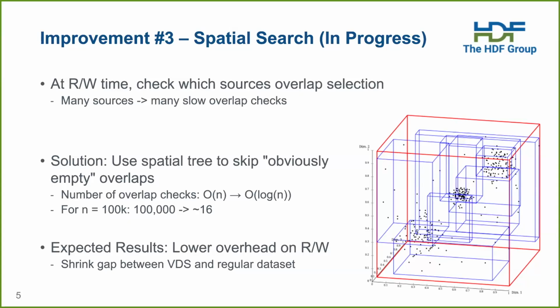Now, this is still a work in progress at the moment. In fact, as soon as we finish up here, I'll go back to working on this today. But the expected results of this are hopefully much lower overhead on read-write operations for virtual datasets with a lot of source datasets, to, again, close that gap between the virtual dataset and regular datasets. It might not be multiple orders of magnitude, just because even if the number of comparisons changes, there's still going to be the time taken for sorting the dataspaces and doing the internal operations of the tree. But ideally, the improvement here will be pretty drastic in terms of time.